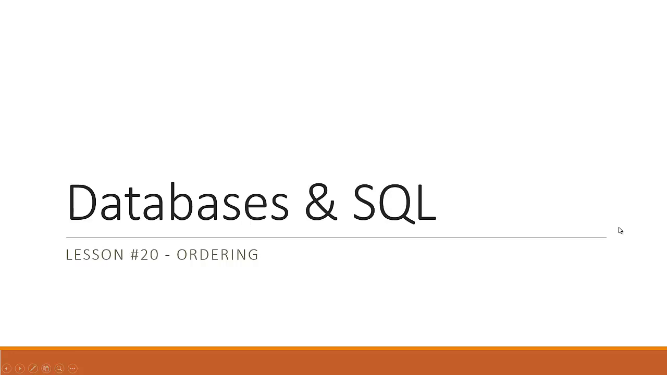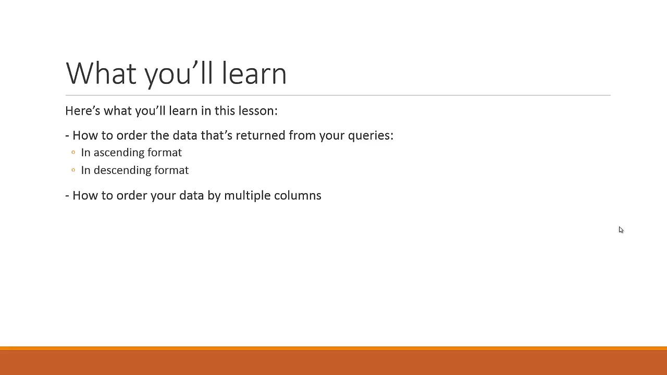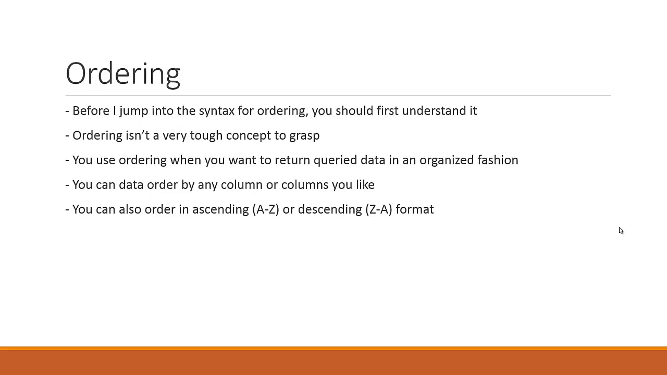All right, so we're sailing right along to lesson number 20 of our databases and SQL video tutorial course. This one is going to be about ordering. So what you're going to learn in this lesson is how to order the data that's actually being returned from your queries. When you perform a select query, you can order your data either in ascending format or in descending format. I'm also going to show you how to order your data by multiple columns, because that is indeed possible. So, ordering.